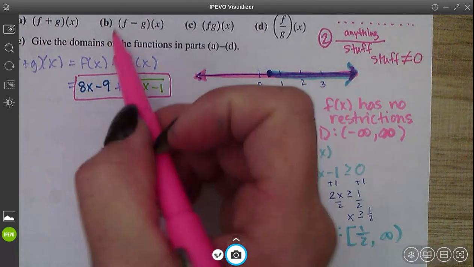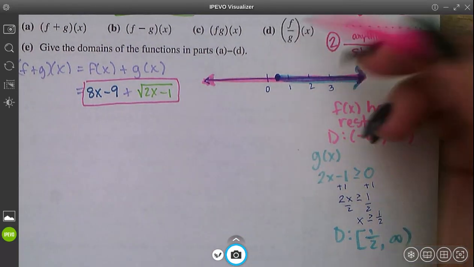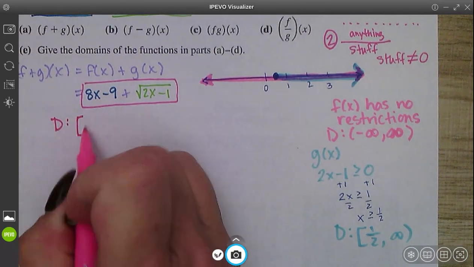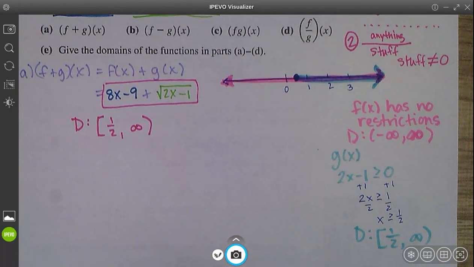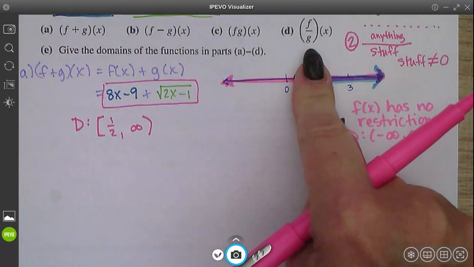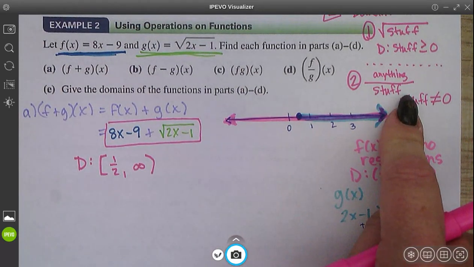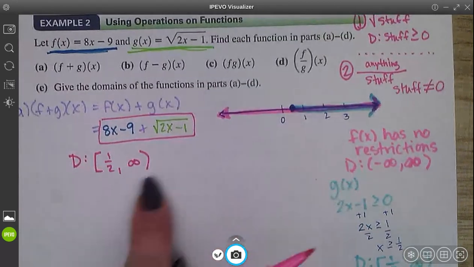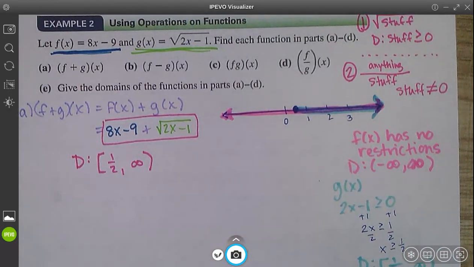So the domain for all of these problems that we're going to do, except for probably D, is going to be from 1/2 to infinity. Now why is letter D going to be different? Because in letter D, I also have stuff in the denominator. So we're going to look at that one separately when we get to letter D, but for A, B, and C, the domain will be the same. It's going to be the overlap between the pink and the blue. So let's do the rest of our operations.